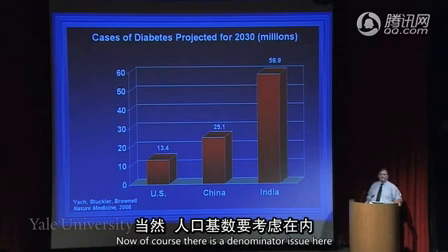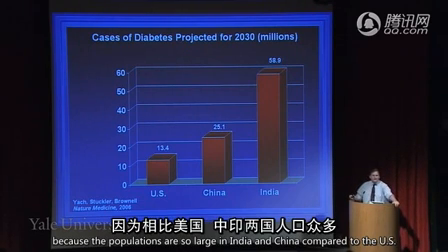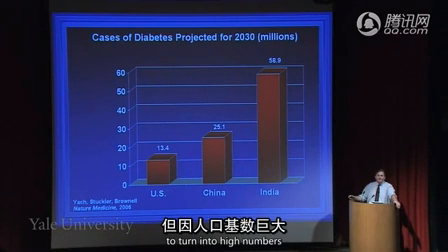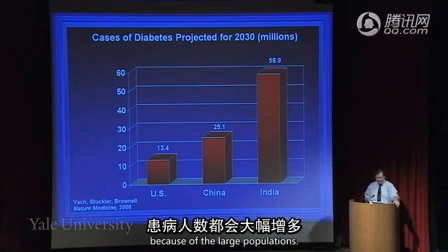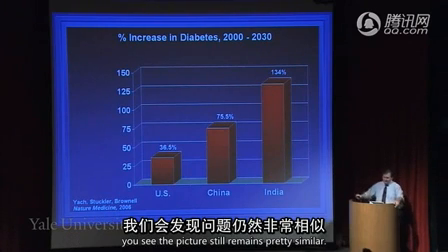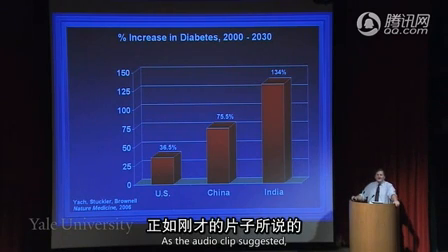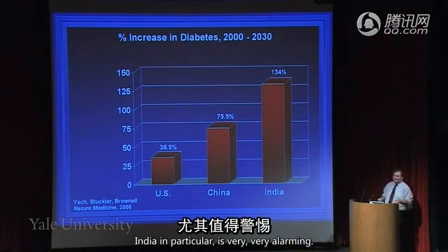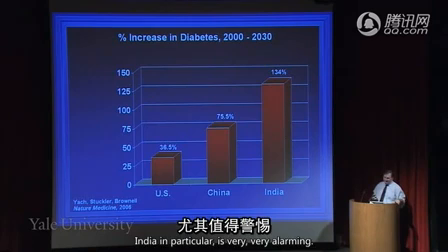Now, of course, there's a denominator issue here because the populations are so large in India and China compared to the U.S. that you'd expect even a low base rate of the problem to turn into high numbers because of the large populations. But if we look at the percentage increase in diabetes in these countries, the picture still remains pretty similar. And as the audio clip suggested, the increase expected in India in particular is very, very alarming.